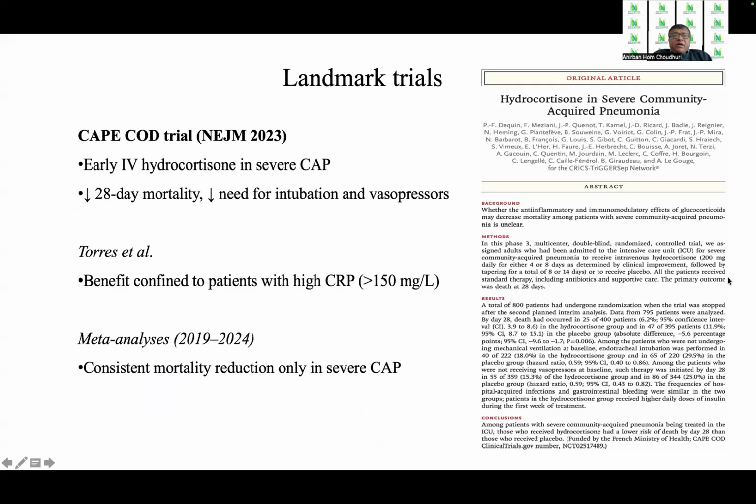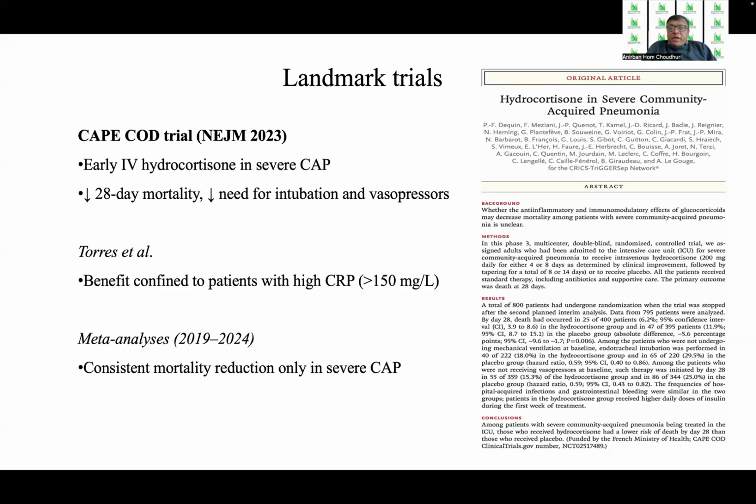If we look into the landmark trials and just take a brief review of those trials, the one that strikes the most importantly is the Cape Cod trial, which was published in NEJM in 2023, where early IV hydrocortisone in severe CAP was found to reduce 28-day mortality and also reduce the need for intubation and vasopressors. Now, this is one of the trials which strongly supported the incorporation of corticosteroids in the major guidelines for use in severe CAP.